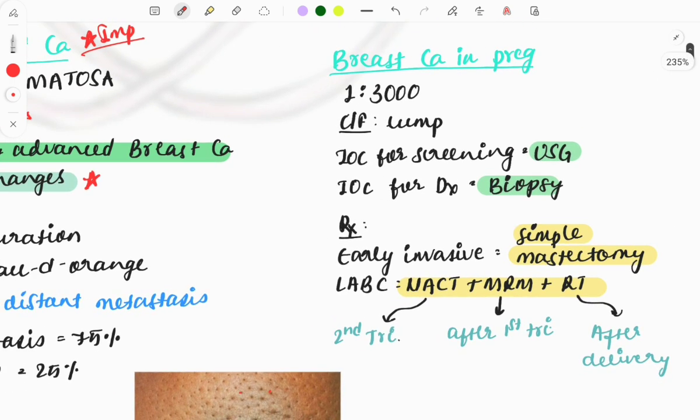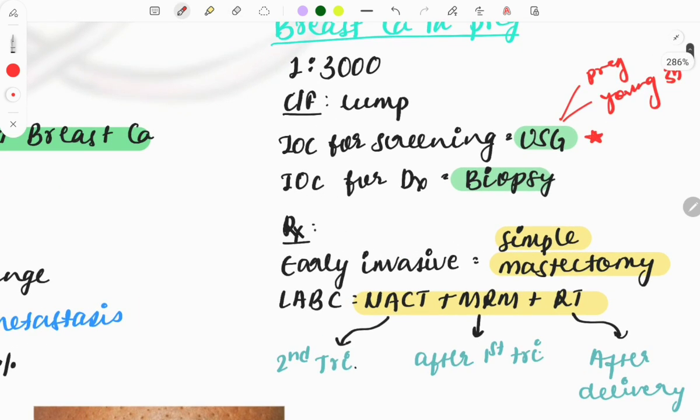In case of pregnancy, we will be using ultrasound as the investigation, because mammography is highly dangerous, and it will affect both the mother as well as the baby. To avoid that, we will be using USG. The indications of USG we have already learnt in 2 conditions: one is the pregnant woman, and if you are able to recall, the other is young females less than 35, in whom we will be doing USG. These are the 2 important indications for USG which you must remember.